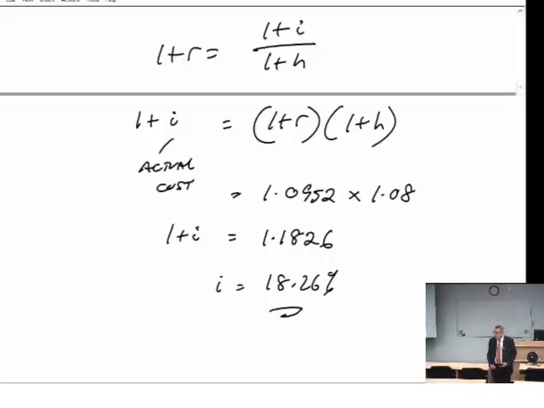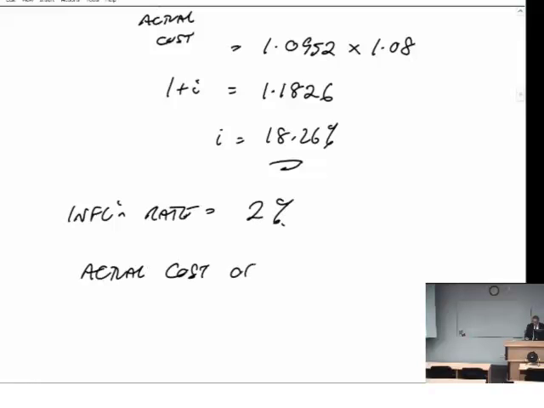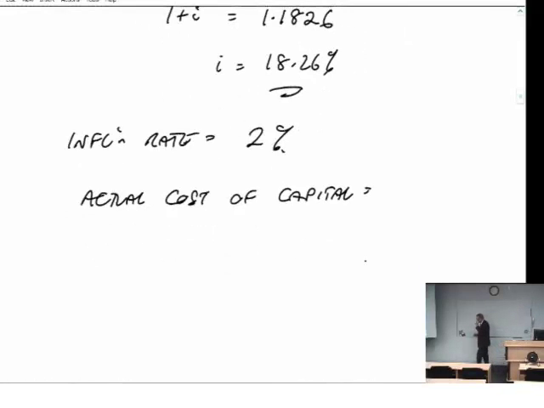Now, have we all got that? Just let me ask you one more and then I will leave it. What about this? Suppose for the same question, the inflation rate turned out to be 2%. What would be the actual cost of capital? Anybody got a figure? 11.17, or 7, sorry. Yeah.